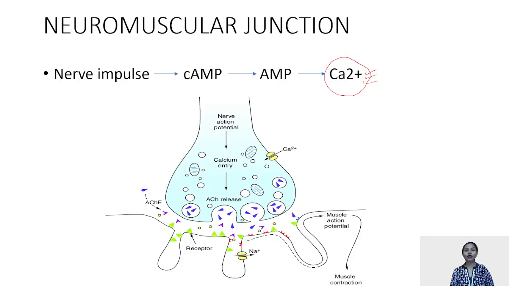See, in this figure, we have the axon terminal. This is the muscle membrane, and between them is a synaptic cleft. The diameter of the synaptic cleft is around 20 to 30 nanometers. Now, as soon as the nerve action potential comes, there is entry of calcium through the calcium gated channels, and this calcium is now going to act on the vesicles.